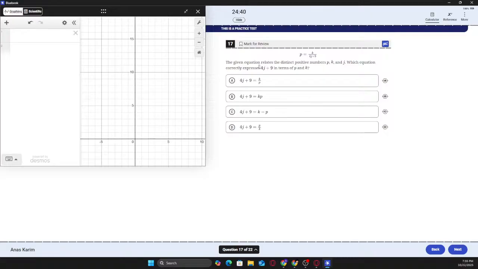The given equation relates to distinct positive numbers p, k, and j. Which equation correctly expresses 4j plus 9 in terms of p and k? So in this case, you really have to do something else. But 4j plus 9, you can just do kp. You can substitute too, because these can all be placeholders in themselves.